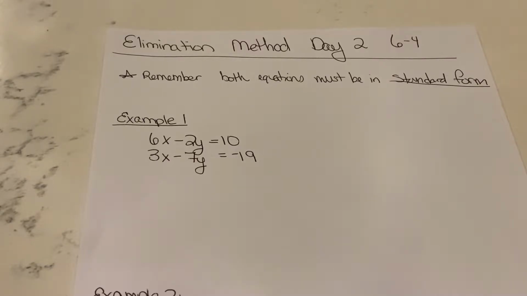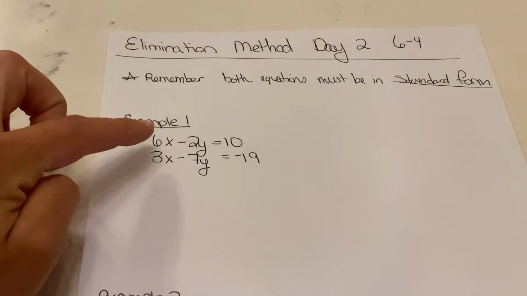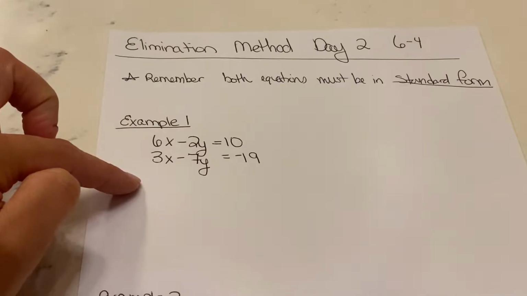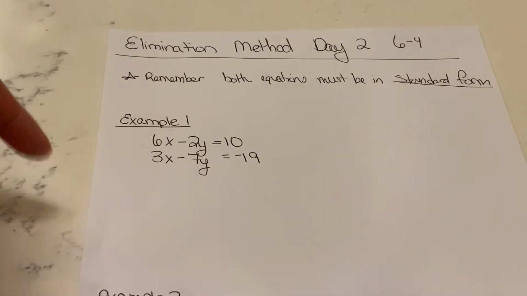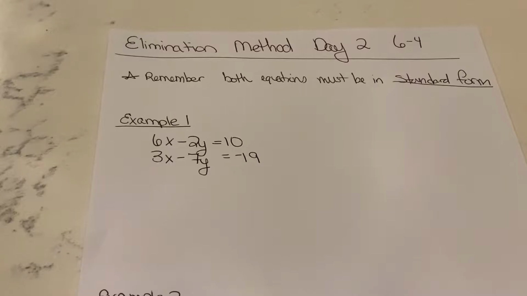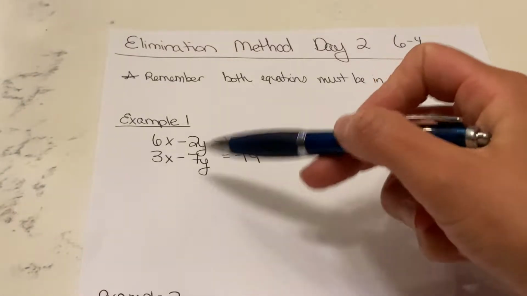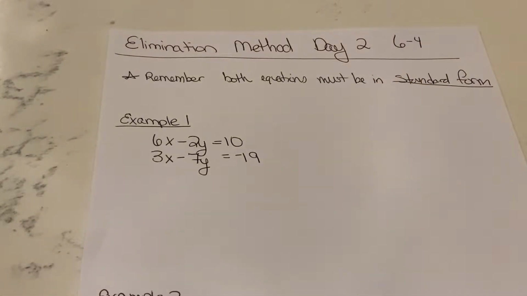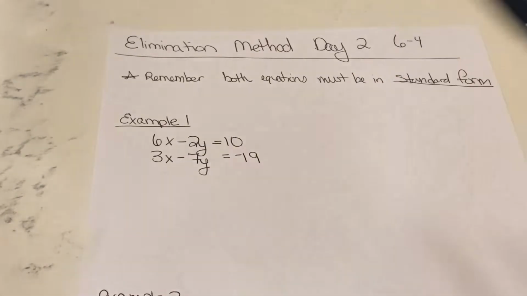So again, remember, both equations must be in standard form, okay? So look at the 2 equations. Yes, they're both in standard form, okay? So then I'm going to look to see which variable I want to eliminate. As you can see, the x and the y, you cannot cancel them out. They all have different coefficients. So therefore, I'm going to ask myself, well, which variable should I eliminate that requires less steps? And that is the x.